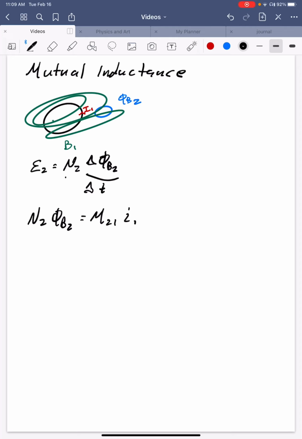Good morning, everybody. The first thing I'd like to talk to you about is mutual inductance. I've got a little diagram here and a few equations written down, so let's go over exactly what's going on.